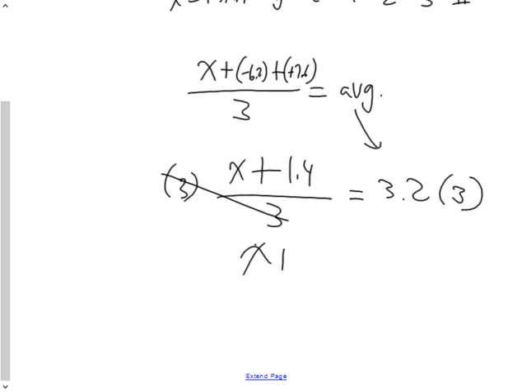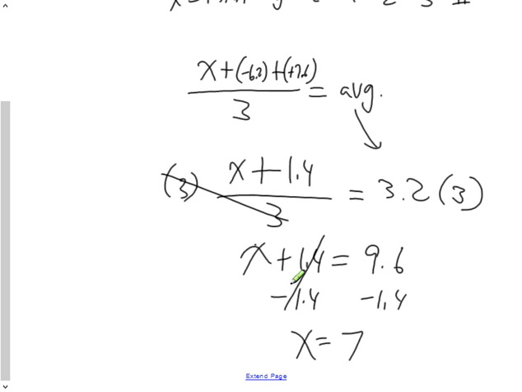I'm going to get x plus 1.4 is equal to 9.6. Subtract 1.4 from both sides, and x will equal 8.2. So therefore, the third number is 8.2.